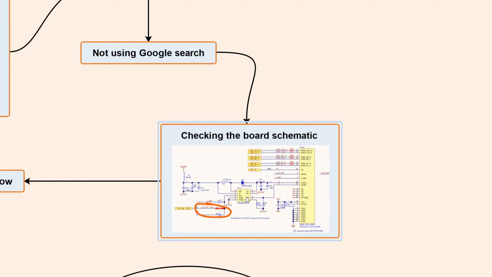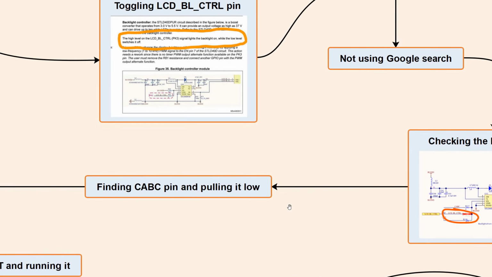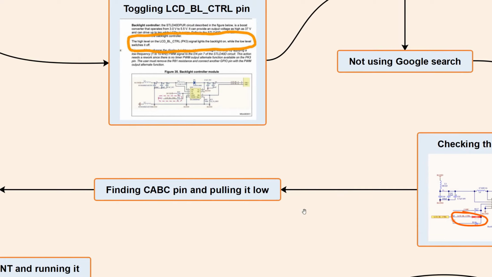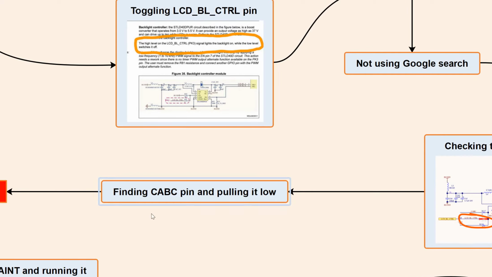And I discovered that there is this integrated circuit that was directly driving the backlight through these pins, LED A and LED K. The only way that I would be able to control this integrated circuit was through the CABC signal instead of using the LCD backlight control signal. So I started looking for the CABC. CABC is short for content adaptive brightness control.